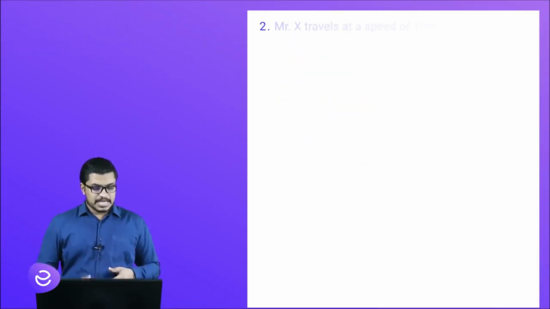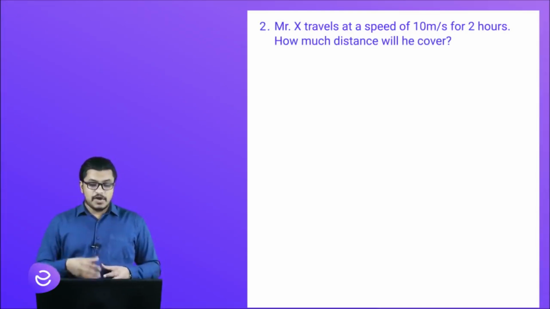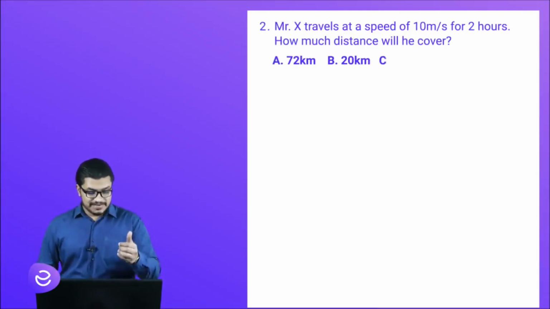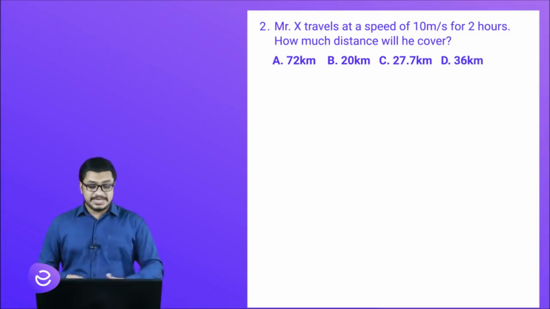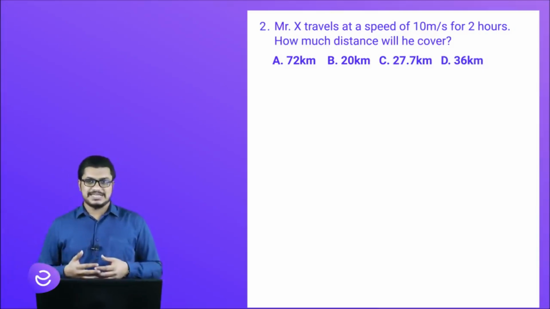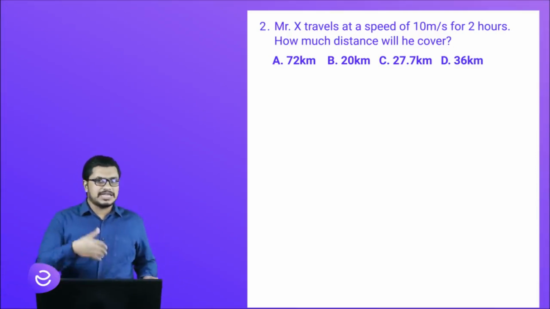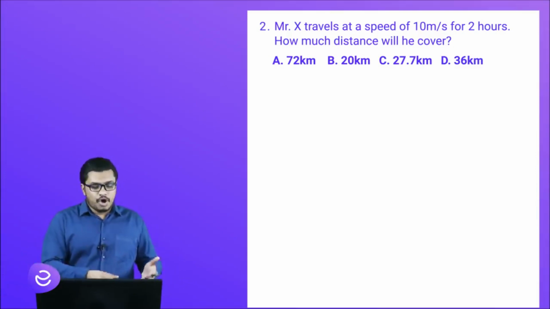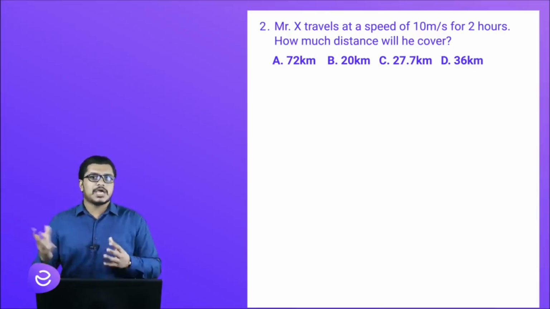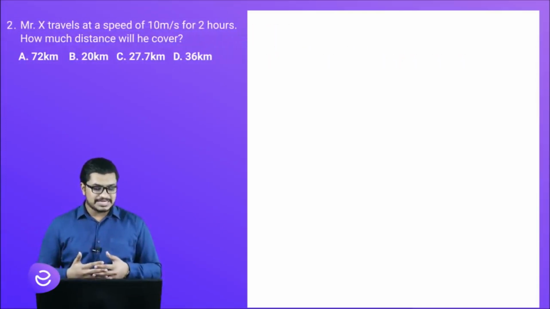Second question: Mr. X travels at a speed of 10 meter per second for 2 hours. How much distance will he cover? Here we have speed and time, but speed is given in meter per second and time is given in hours. So we'll have to convert either one. We can either convert 2 hours into seconds, or we can convert 10 meter per second into kilometer per hour, whichever is convenient. Both methods we have already studied.